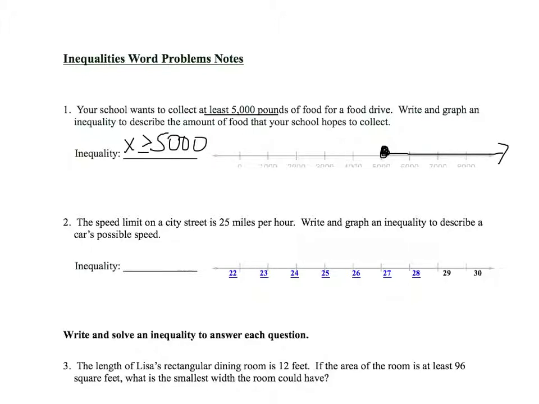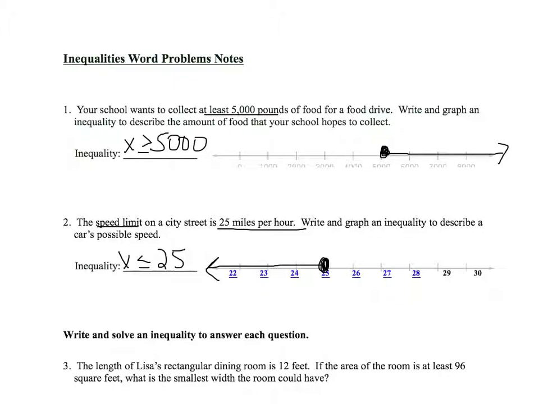Okay, so let's check out the next one. The speed limit on a city street is 25 miles per hour. Write and graph an inequality to describe a car's possible speed. So the speed limit is 25 miles per hour, so we can go 25 or anything below that because the limit is 25. To represent this, I would write x is less than or equal to 25.